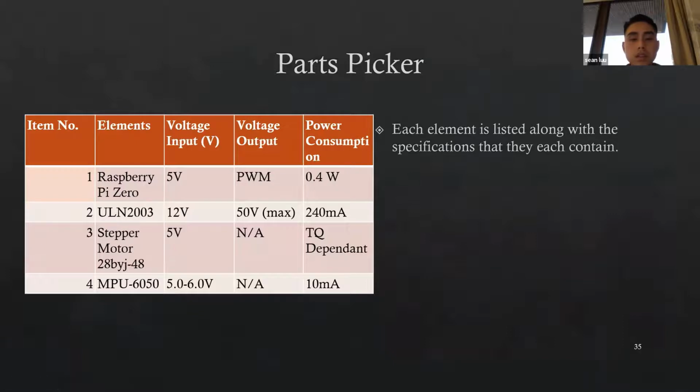So these are the final hardware parts used for testing the Python code. It consists of the Raspberry Pi Zero, the ULN2003, which is the stepper motor driver, and the stepper motor itself, which is the 28BYJ-48, and the same MPU 6050 used for the altitude controls.